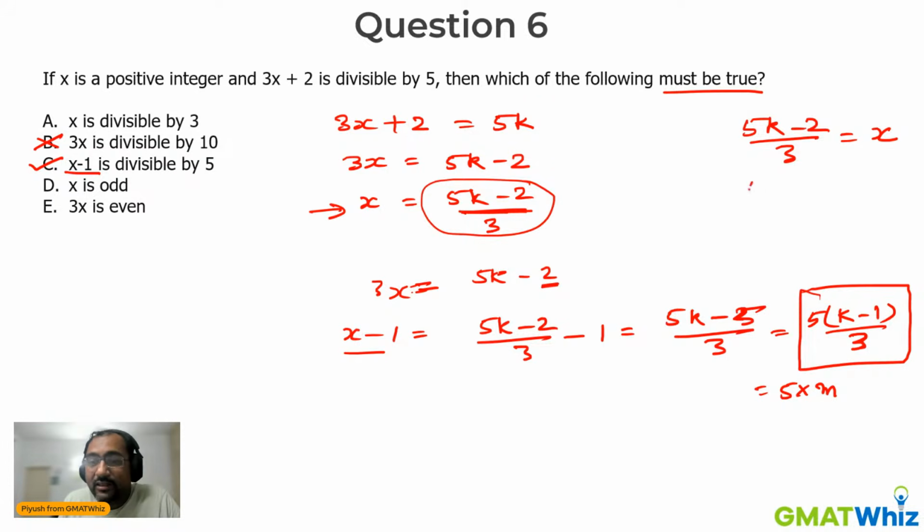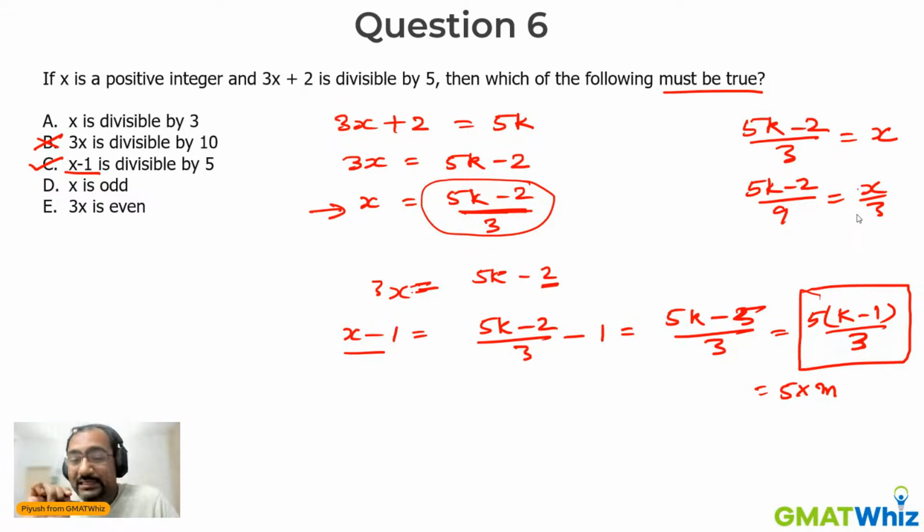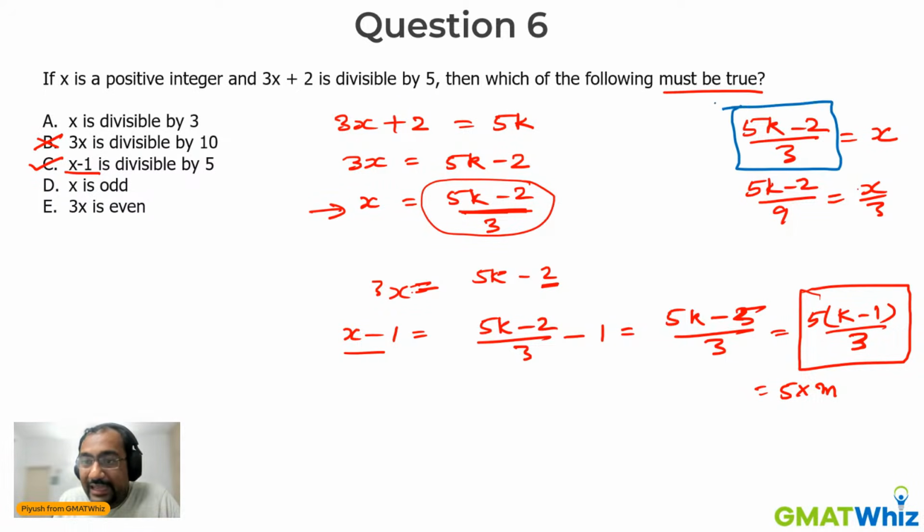If you divide x by 3, what will you get? You'll not get this. You'll get this thing. Please understand that. The question is saying x is an integer. It is not saying x by 3 is an integer. You're getting my point? I cannot take 3 common from the value of x here. Let me just write the value of x in blue. Okay, this is the value of x. I can't take 3 common from this.